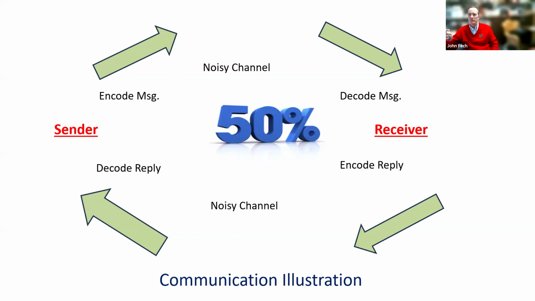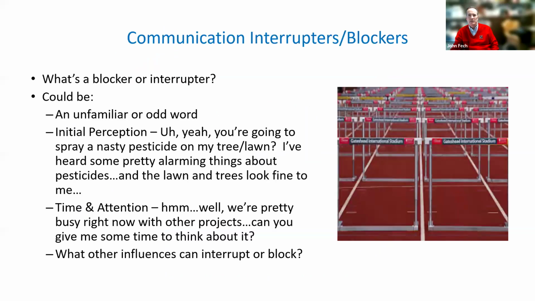Then the receiver, if they're going to respond to you, will encode or create a response and send that through a noisy channel. And then the initial sender switches to becoming a receiver, and they decode the message or assign some meaning to it. So this all happens within a short period of time, maybe 5 seconds or so. And some of these noisy channels could be considered an interrupter or a blocker. It might be an unfamiliar or an odd word.